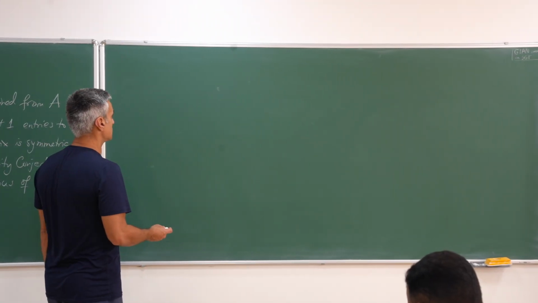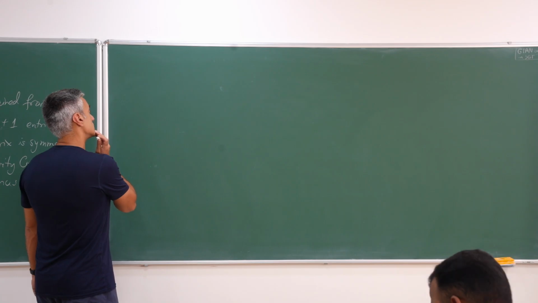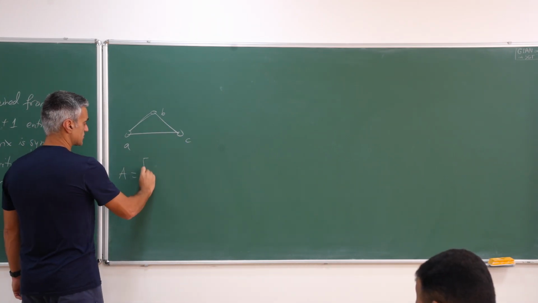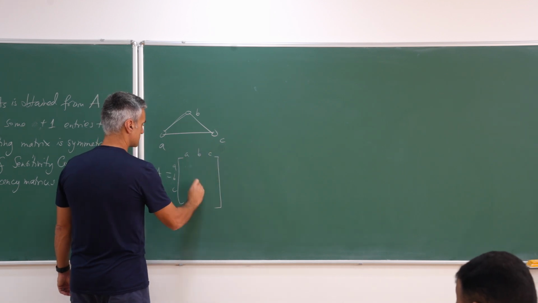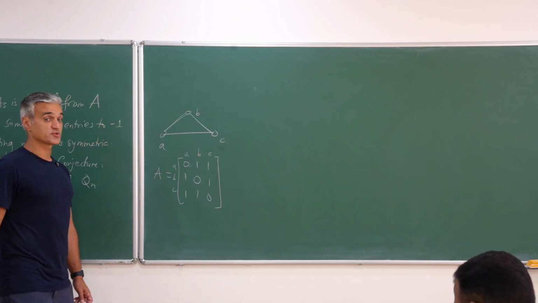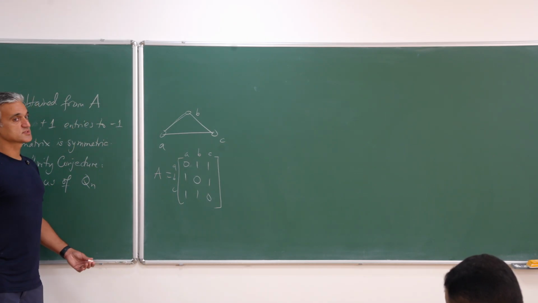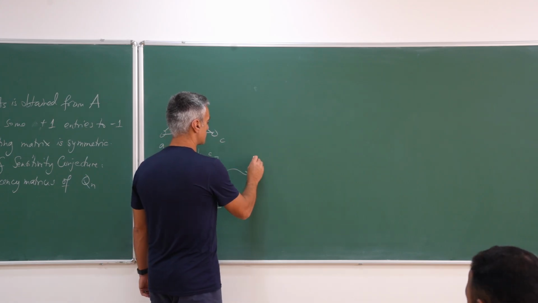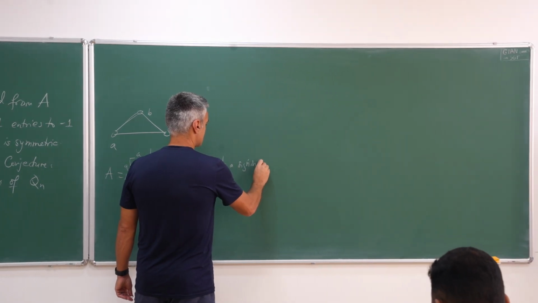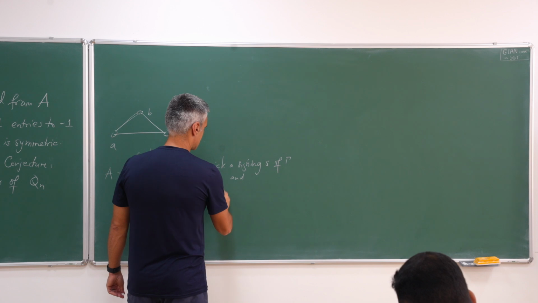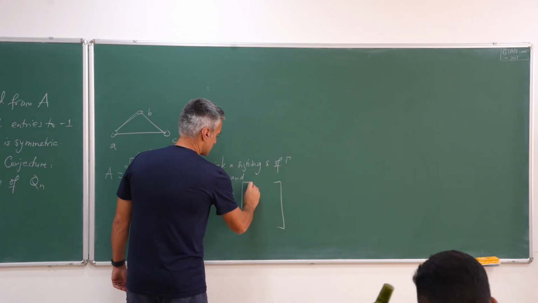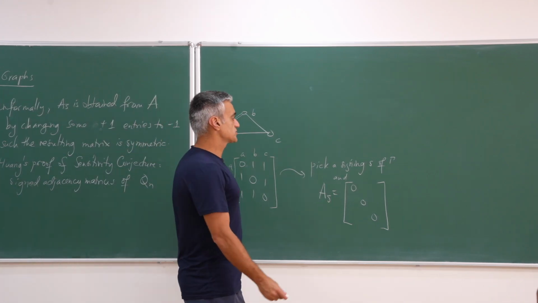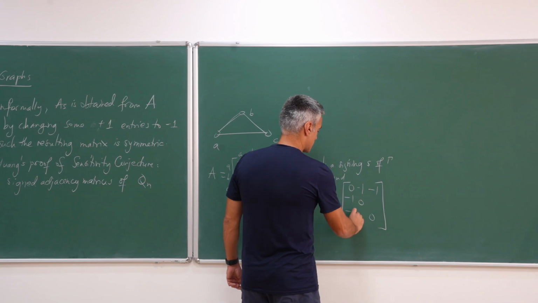We did this example yesterday. We had K3, which we drew like this, with vertices A, B, and C. The usual adjacency matrix has ones everywhere except on the main diagonal. Now let's do this backwards from how we did it yesterday. Let's take a signing S of gamma and write down the sign adjacency matrix. We did something yesterday, maybe we'll go crazy today and do something else. So let's try here -1, -1, -1, -1, 0, 0.